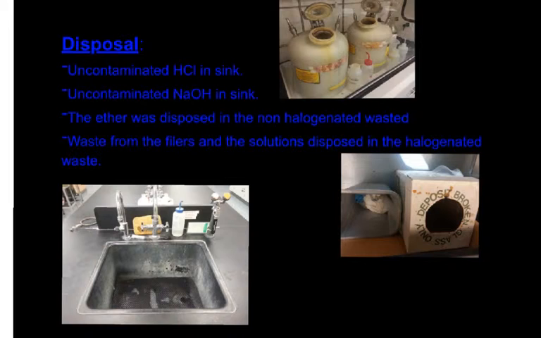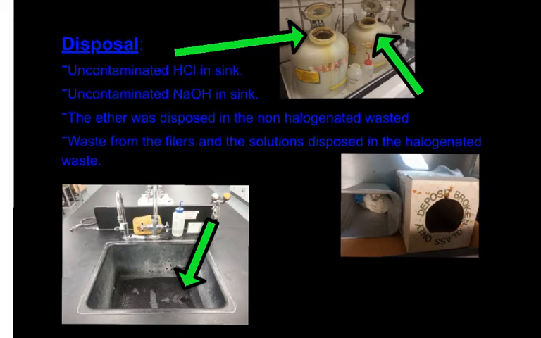Disposal. The uncontaminated HCl was disposed inside the sink. The uncontaminated NaOH was also disposed inside the sink. The uncontaminated ether was disposed inside the non-halogenated waste container, as you can see right there. And the waste from the filters and the solution that we created were disposed in the halogenated waste container. Every other trash was disposed inside either the regular trash bin or the broken glass container.